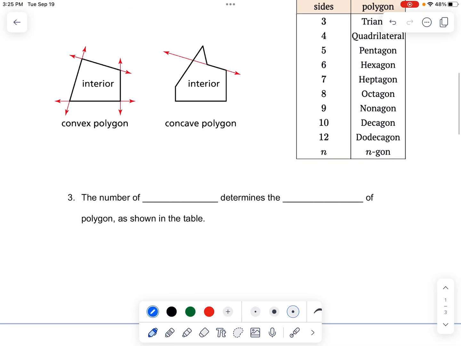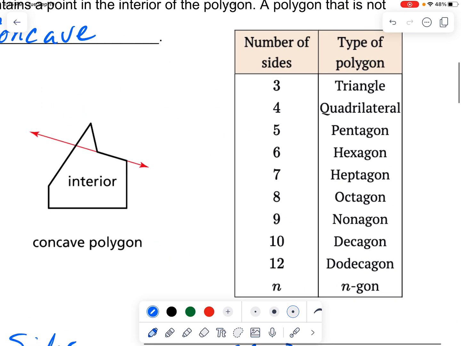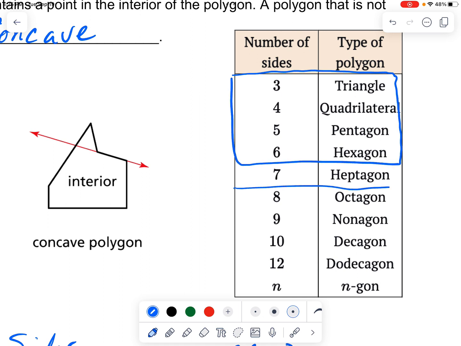Moving on to number 3, the number of sides determines the name of a polygon. So this table here kind of shows us the different names of polygons based on how many sides they have. So I would take a second, kind of familiarize yourself with this list. The only ones I really need you to know are probably 3 through 6 and number 8. These are probably ones that you have heard before.